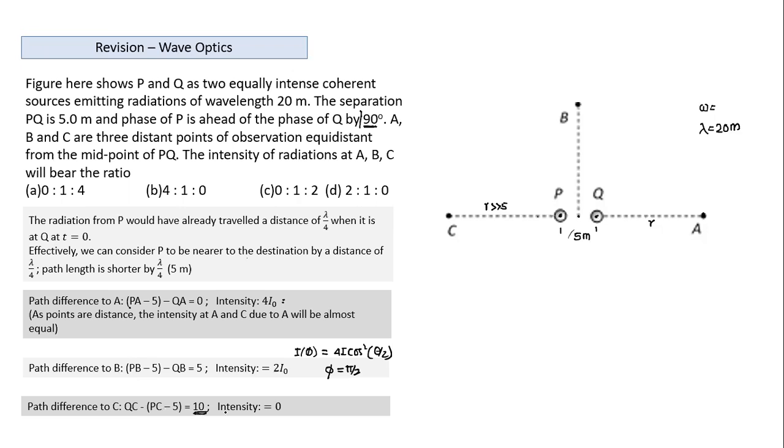And if it is 10 here, what is the phase difference? 10 meter corresponds to a phase difference of pi. This is out of phase, so intensity is 0 here. So the intensities are 4 I naught, 2 I naught, and 0. That's the ratio of intensity at the 3 points due to two sources which are not in phase. Okay, so that's one typical question, not being in phase.